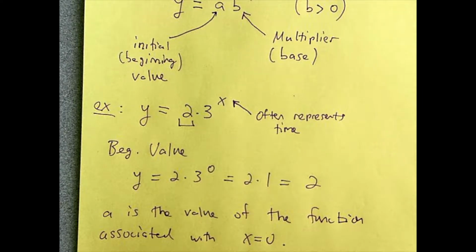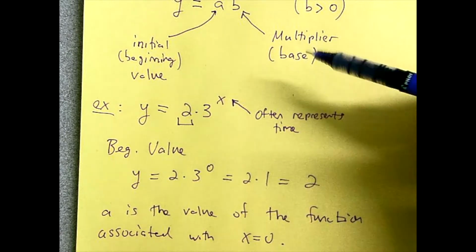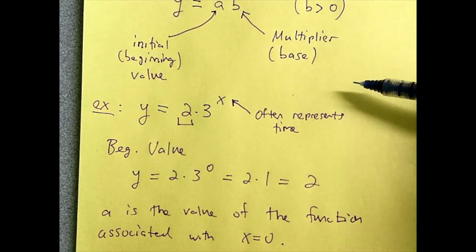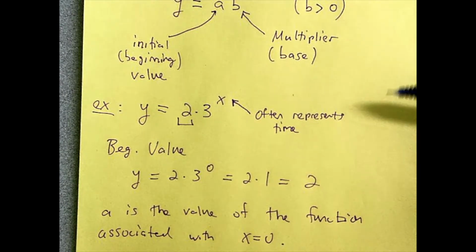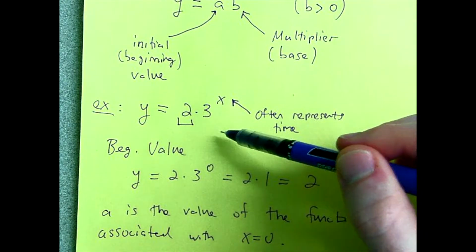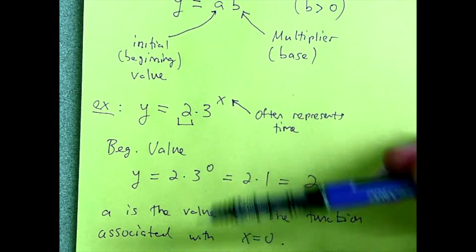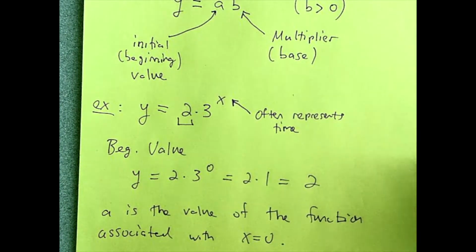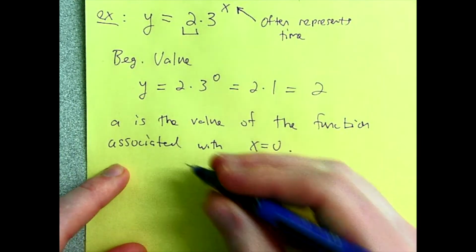Okay, now why is b called the multiplier? Basically because, with an exponential function, what you're really doing is multiplying repeatedly over and over again by some number. And b is that number. If we take again this very same example, y equals 2 times 3 to the x, if you look at the value of this function for different values of x, you'll see that what you are doing is repeatedly multiplying by 3. So we can just make a small table for this function.